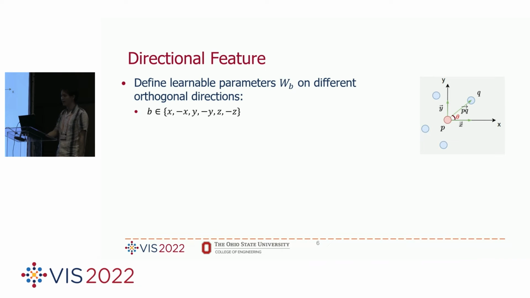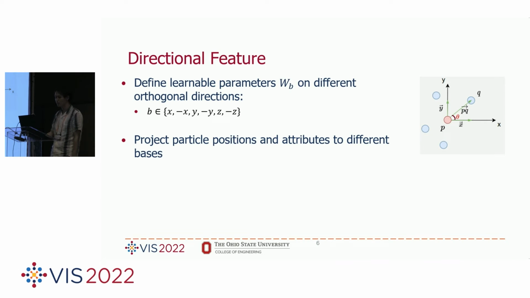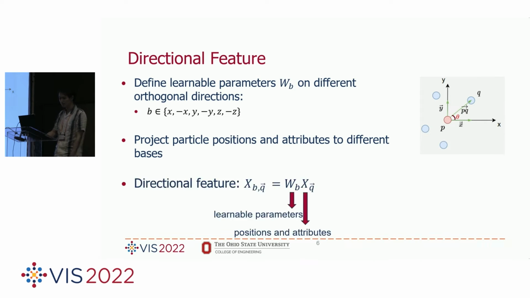First, to learn the directional feature, we define learnable parameters on different orthogonal directions. The figure on the right shows a 2D example of this. However, in the 3D case, there are 6 different bases. Then we project the particle positions and the physical attributes of each particle onto these 6 bases. And lastly, the position and attribute vector is multiplied with a learnable parameter to get the directional feature.